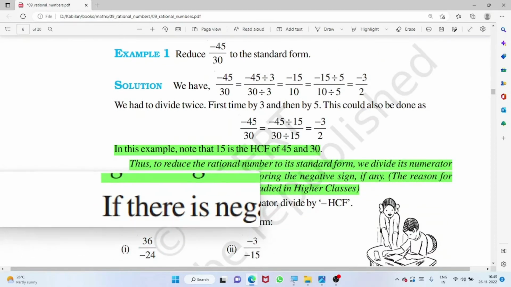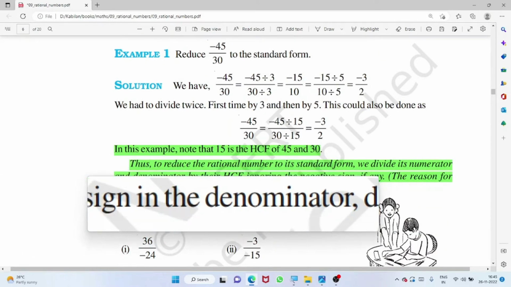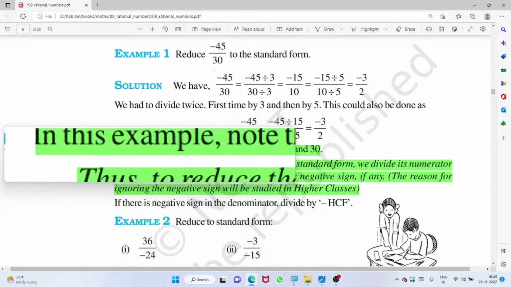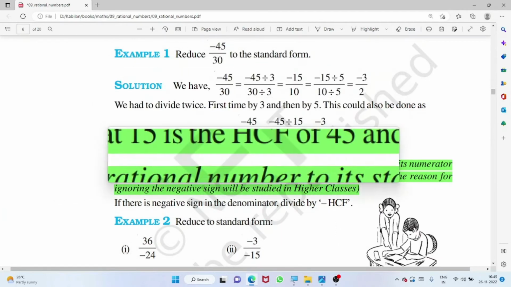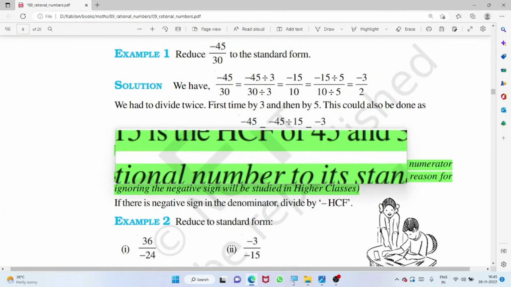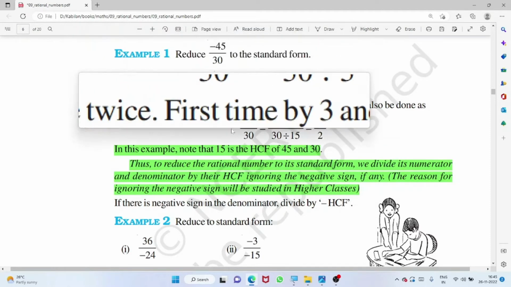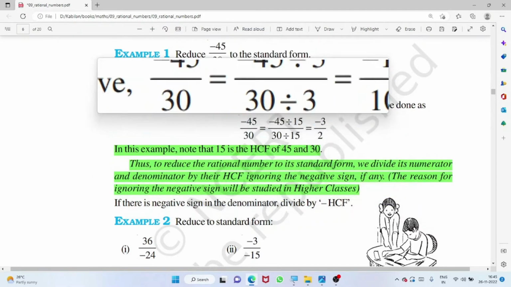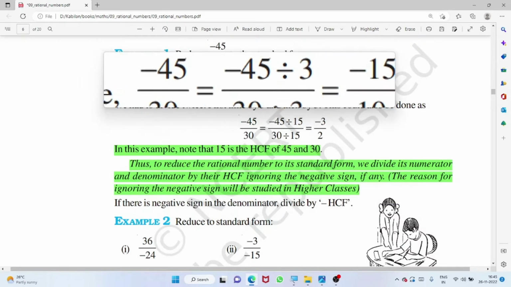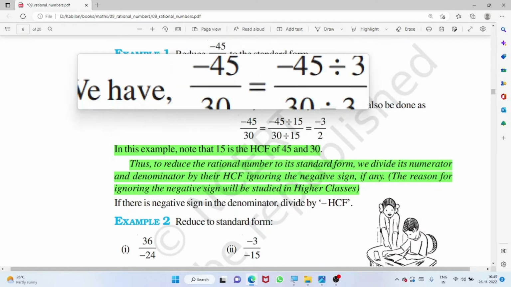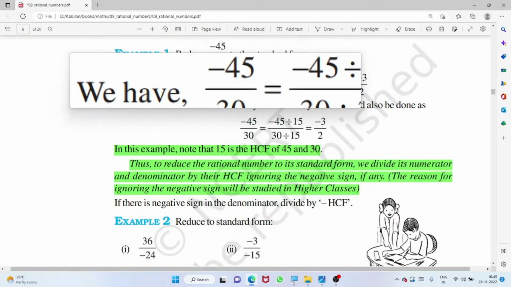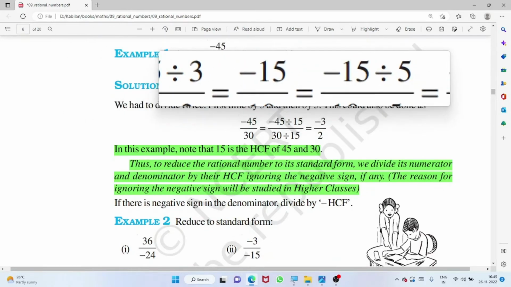Here you have to write in the standard form. You can divide directly by 15 if you know it is divisible by 15. But if you don't know directly, then first you divide by 2 or 3. This cannot be divided by 2 because it is an odd number. So divide by 3, then divide by 5.